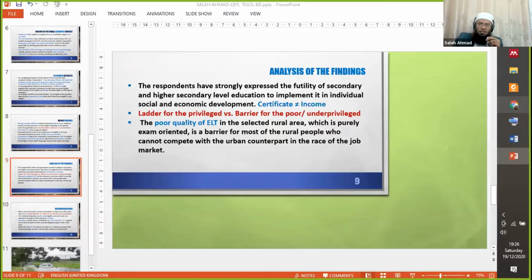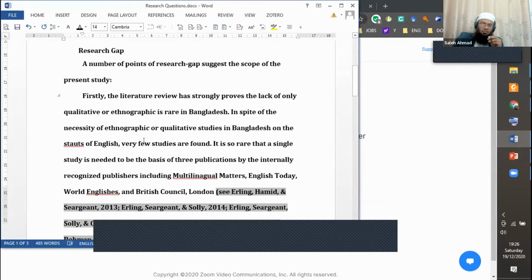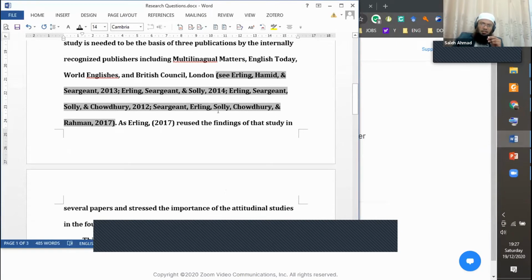Actually, ethnographic study is very rare in our country in the English research arena. I can share my screen: there was a very rare ethnographic study done in 2010, and the findings were used in 4 publications by Multilingual Matters and English Language Teaching, different high-level journals. The same findings were used in at least 4 to 5 pieces of research, because it was a very short study of about 2 weeks, so far as I know. And Saidur Rahman sir was also involved in the research.